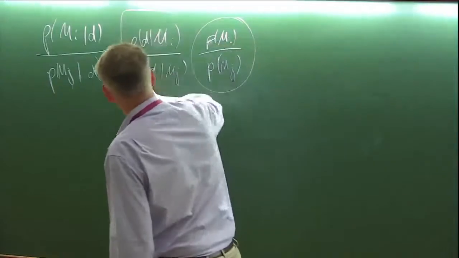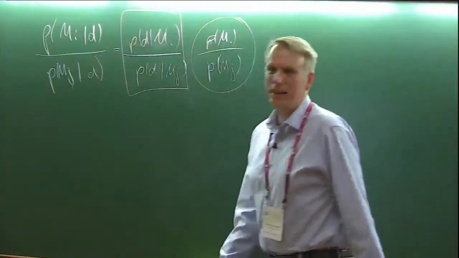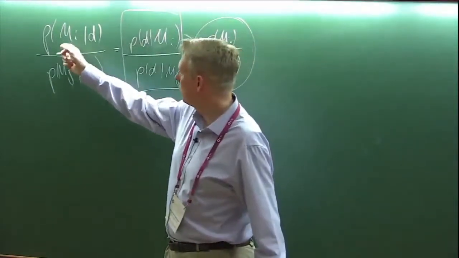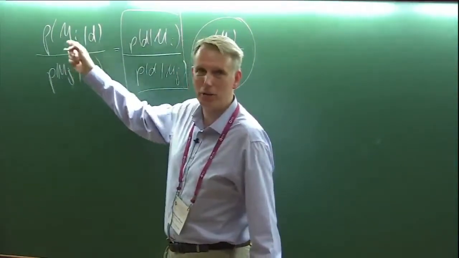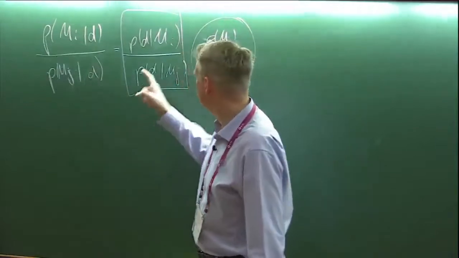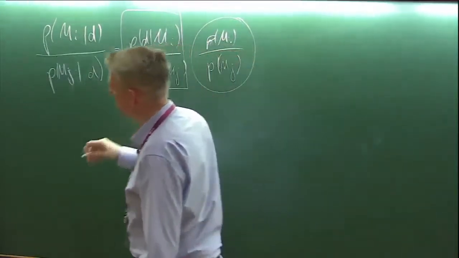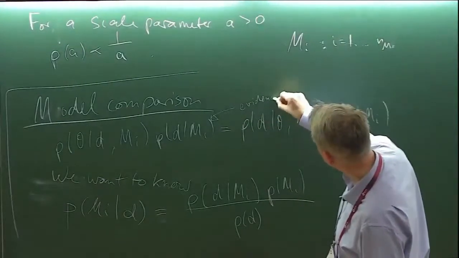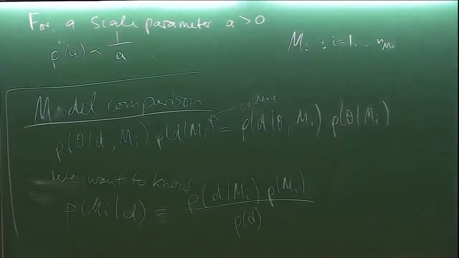And so this quantity here emerges as the key thing that says how the data has an impact on what you believe about the model, how good a model is, how probable a model is given the data. And these are called evidences. Remember? Evidence. This is called the evidence ratio.